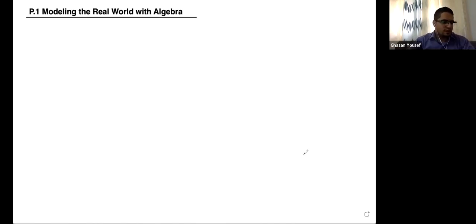So this is in the book. They said modeling the real world with algebra. This means we can use letters to stand for numbers for describing something in our real life. What does that mean? I'm going to give you an example here.